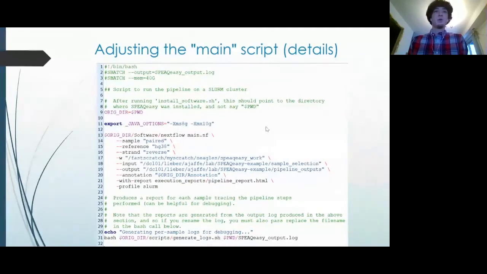The sample argument, this would be for paired end reads. We're specifying that we want HT38 as a reference genome, and our strandness we expect to be reverse. The -w argument here is an argument that I recommend you use, especially if you are planning to share the pipeline with other users. It's the working directory, for temporary files that Speakeasy will generate.